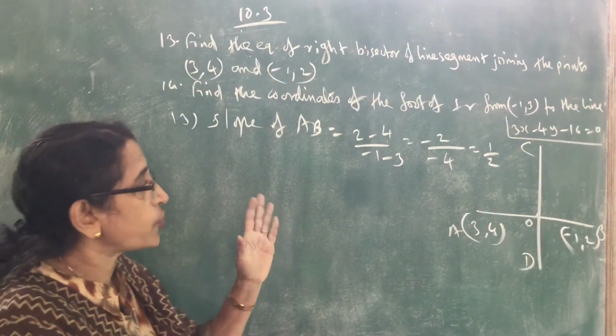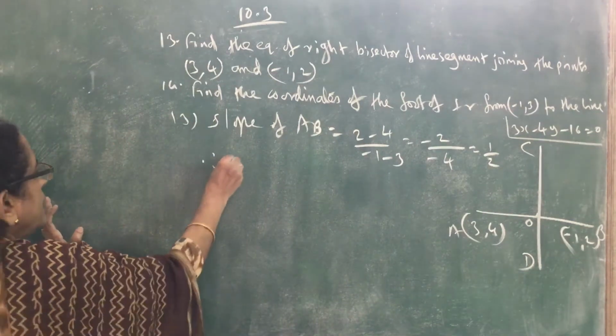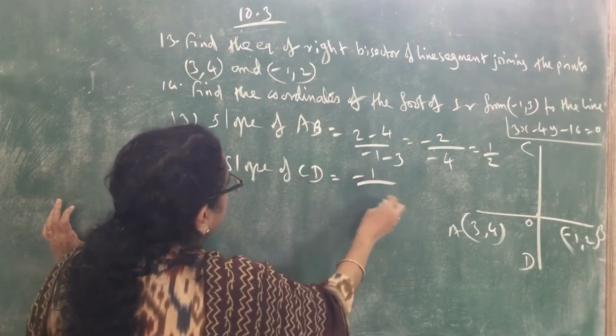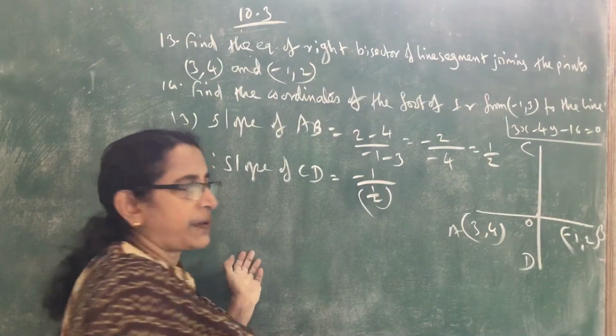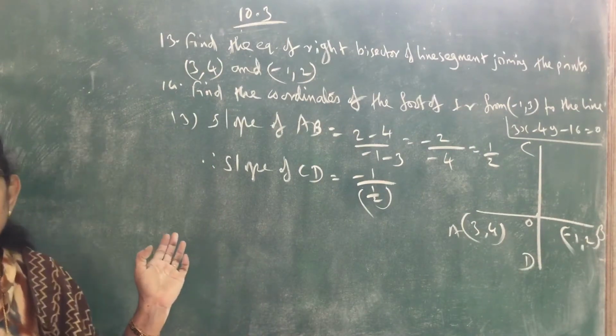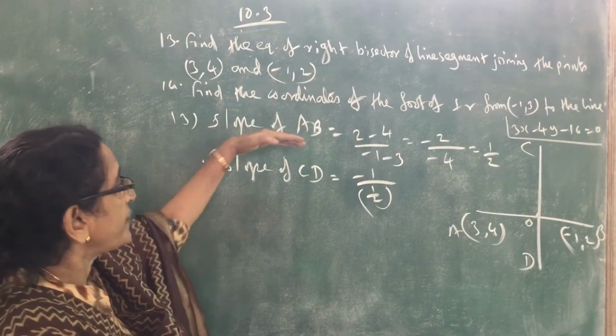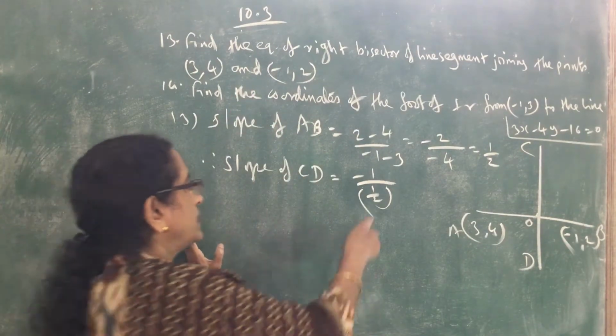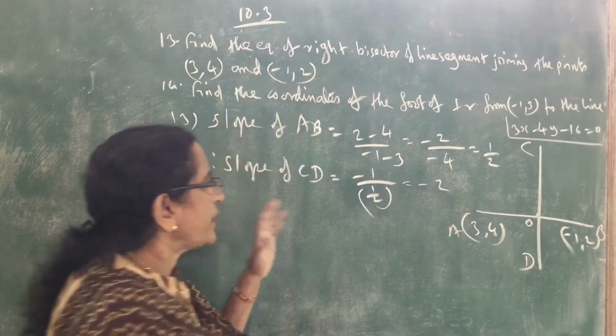Now we can find the slope of CD. Therefore, the slope of CD equals -1 divided by 1/2. If m1 and m2 are slopes of perpendicular lines, then m1 times m2 equals -1. The slope of AB is 1/2, therefore the slope of CD is -1 divided by 1/2, that is -2. So we got the slope of CD.